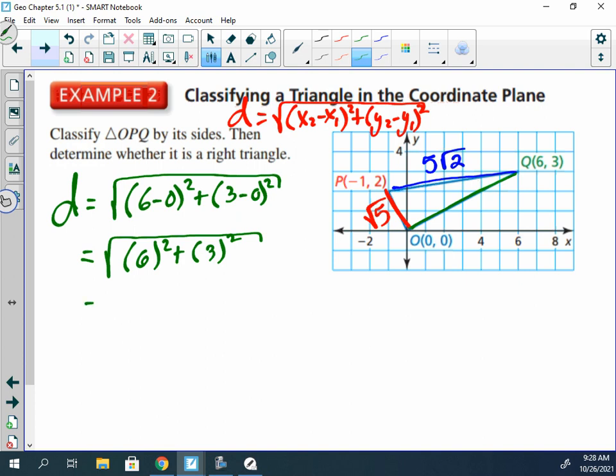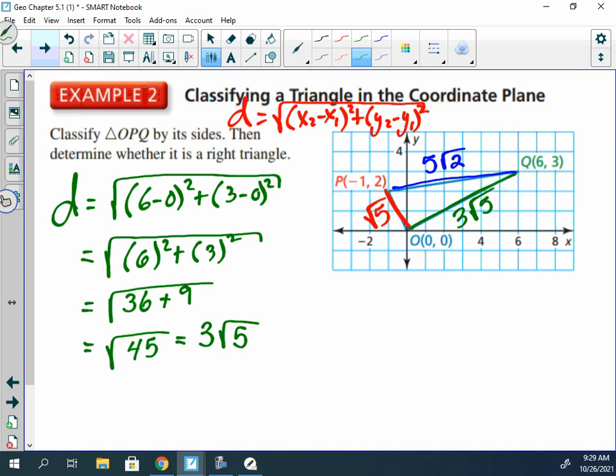Now 6 squared is 36, plus 9, which would be the square root of 45, which actually works out to be 3 square root of 5. So what can we say about the side lengths of this triangle here? It's scalene, because are any of them the same?